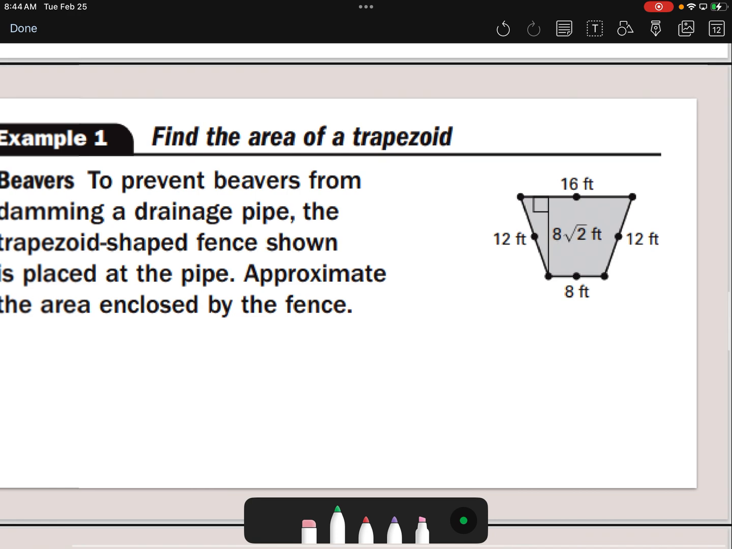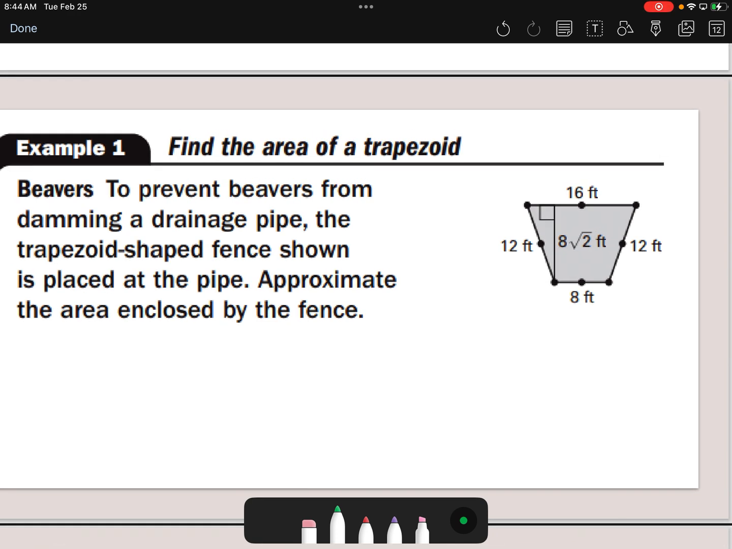All right, so our first example, it says beavers. To prevent beavers from damming a drainage pipe, if you guys have ever seen fields that have drain pipes that have the water run off from the fields into the ditch, have you guys seen that before? Yeah. Okay, it's kind of a new thing in the last 20 years. They tend to put sluice gates at the end of them and open them up or close them because, fun fact, drain tiles in a field are not just for pulling water out of the field, they're for keeping water in. Does that make sense?